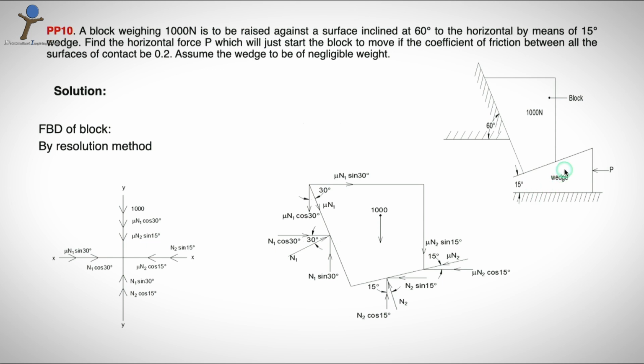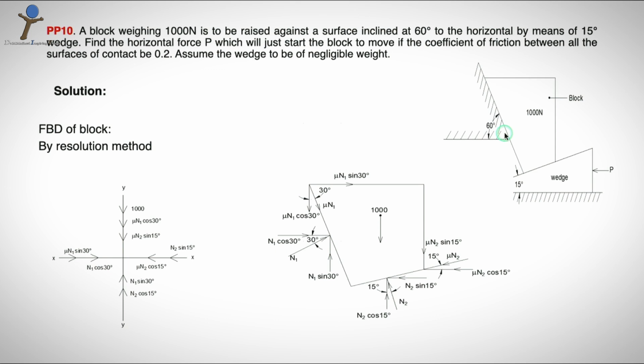Now the question is, find this horizontal force P required to be pushed in leftward direction so that the block of 1000 Newton will just start moving up. And another piece of information given is that the coefficient of friction between all the contact surfaces is 0.2.